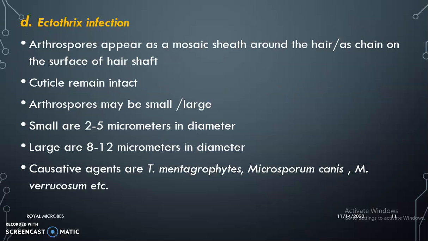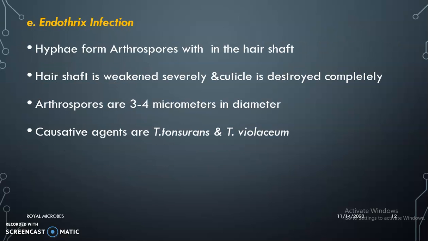Fourth one is ectothrix infection. Here we can see arthrospores as a mosaic sheath around the hair or as a stain on the surface of the hair shaft. The cuticle remains intact. Arthrospores may be small or large. The causative agents are Trichophyton mentagrophytes, Microsporum canis and Microsporum verrucosum.